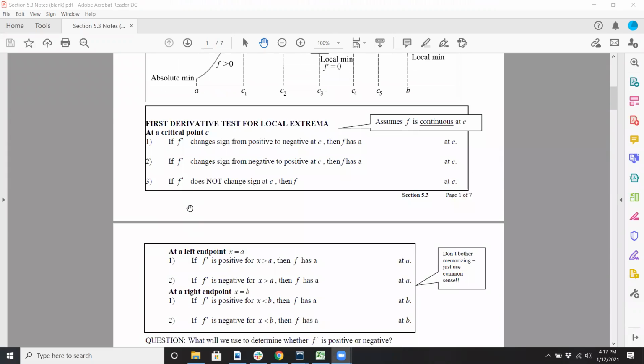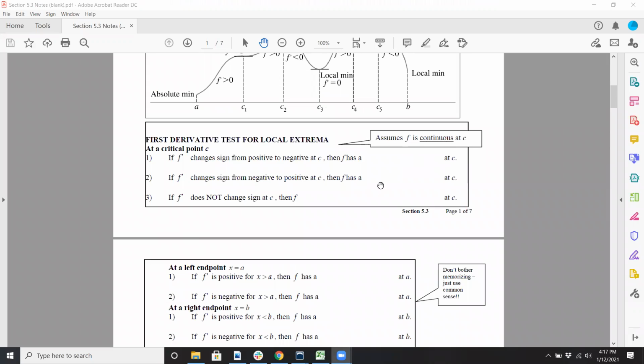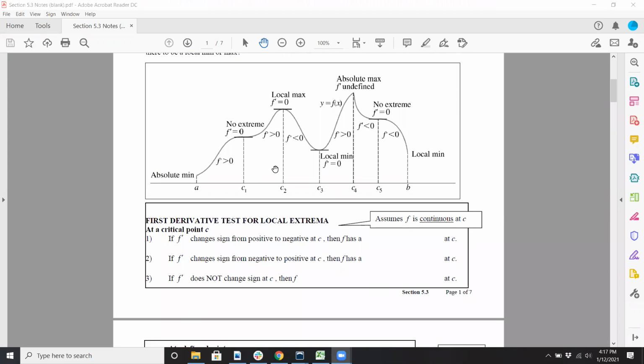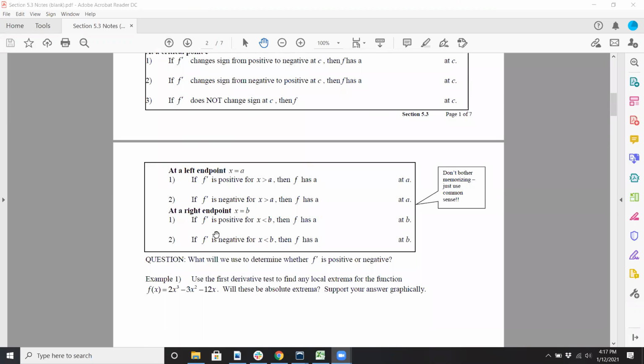Another thing you have to assume as well is that f is continuous at these points you're looking at. Not for the whole interval, that's for the extreme value theorem. But to find local mins and maxes, you do need to be continuous at the point where you're looking for a critical point, when you're investigating a critical point.